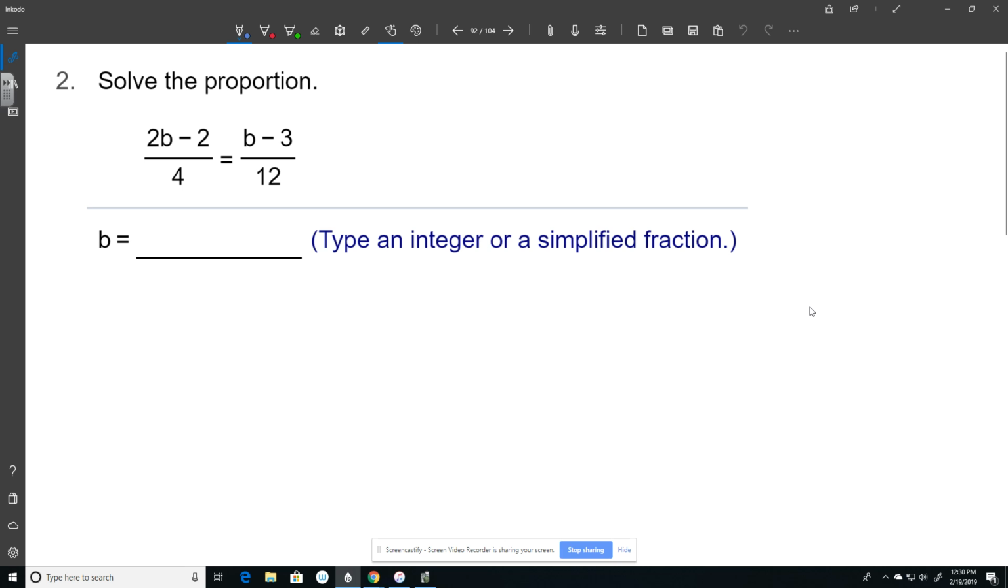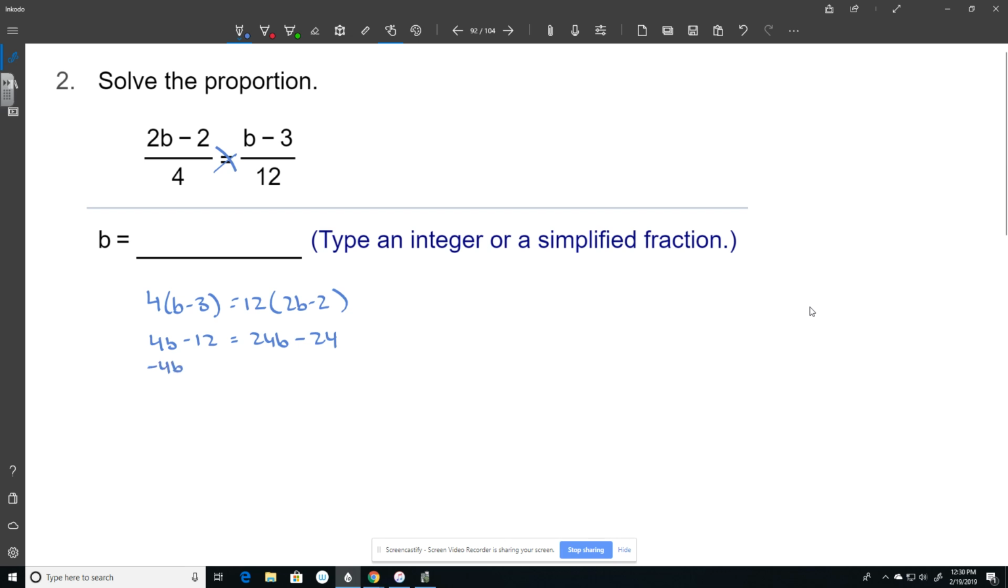So number two wants you to solve the proportion. In order to do this, we have to cross multiply. So I take this 4 and multiply it by the b minus 3. And I take this 12 and I'm going to multiply it by 2b minus 2. And then I distribute. So 4b minus 12 is equal to 24b minus 24. Be careful of these negative signs when you distribute.